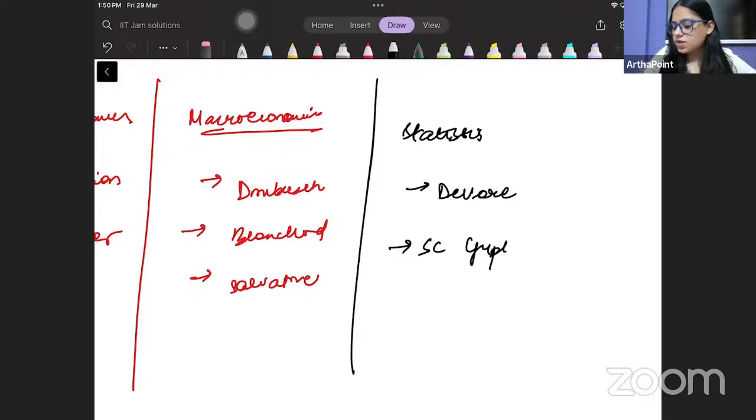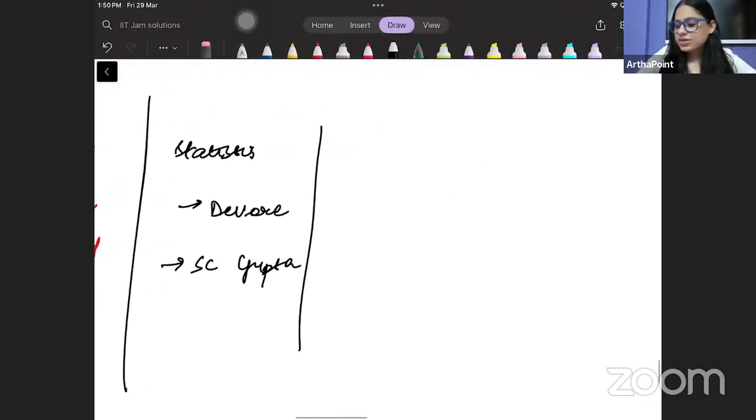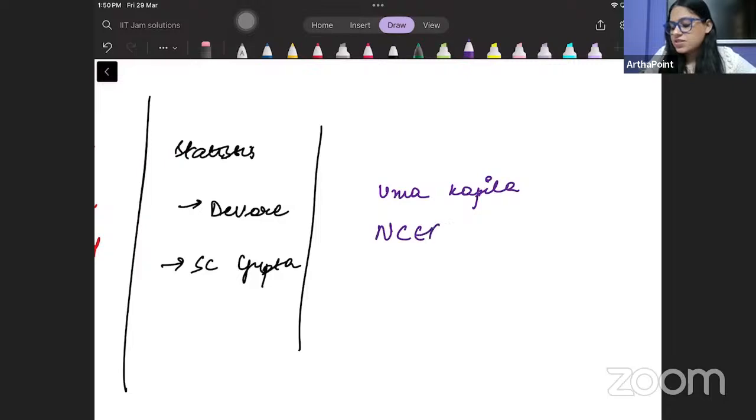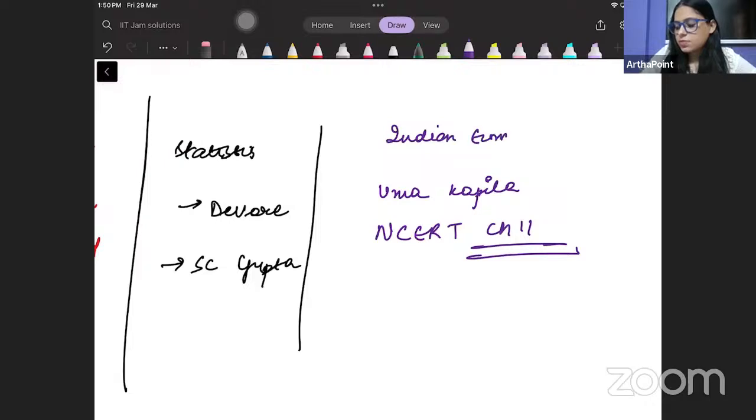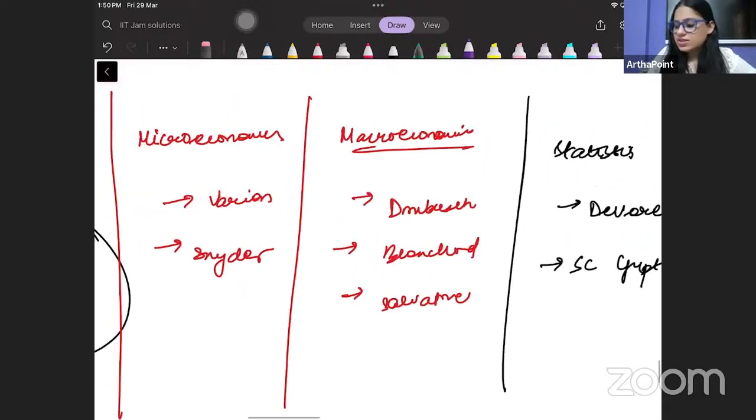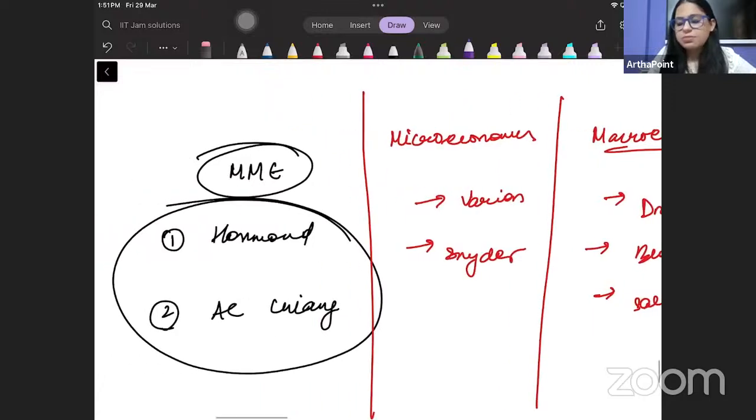and you can follow S.C. Gupta. For Indian economy, again, there is no single book. You can follow some parts of Uma Kapila, right? Or Ramesh Singh, but there is no single book which does justice to Indian economy. Some part of NCERT class 11th also can be followed for Indian economy. So majorly, this is the book list that can be followed for your preparation of IIT JAM Economics.